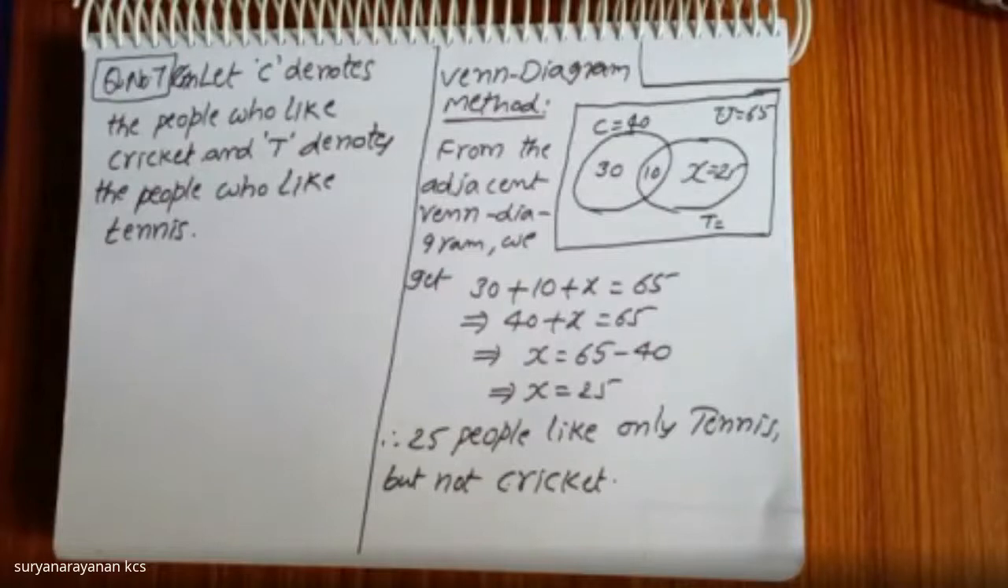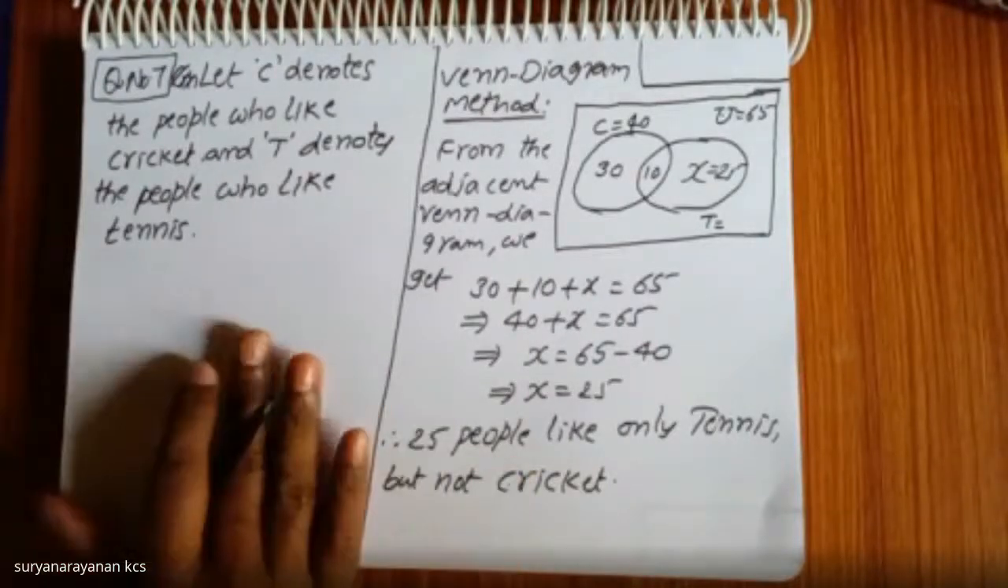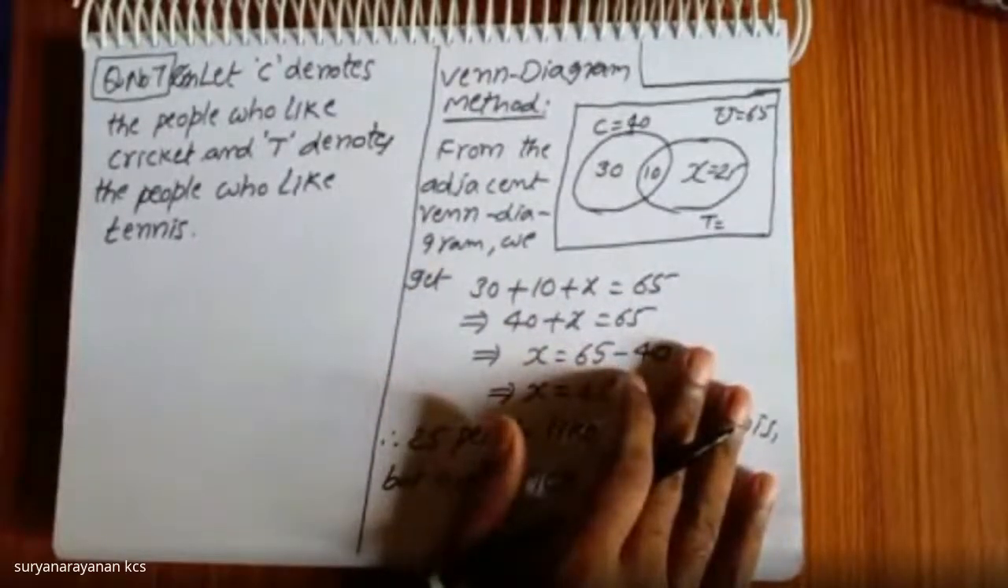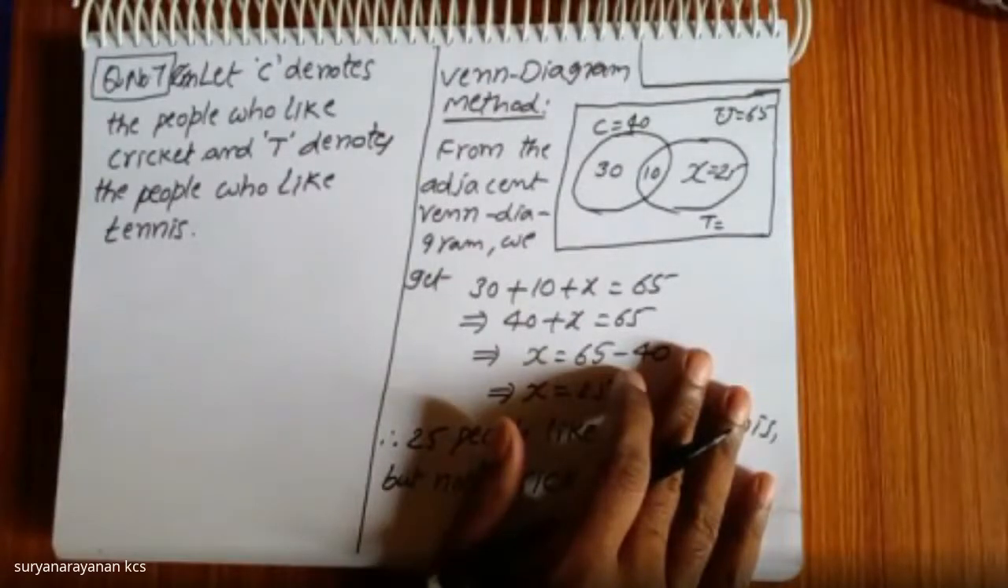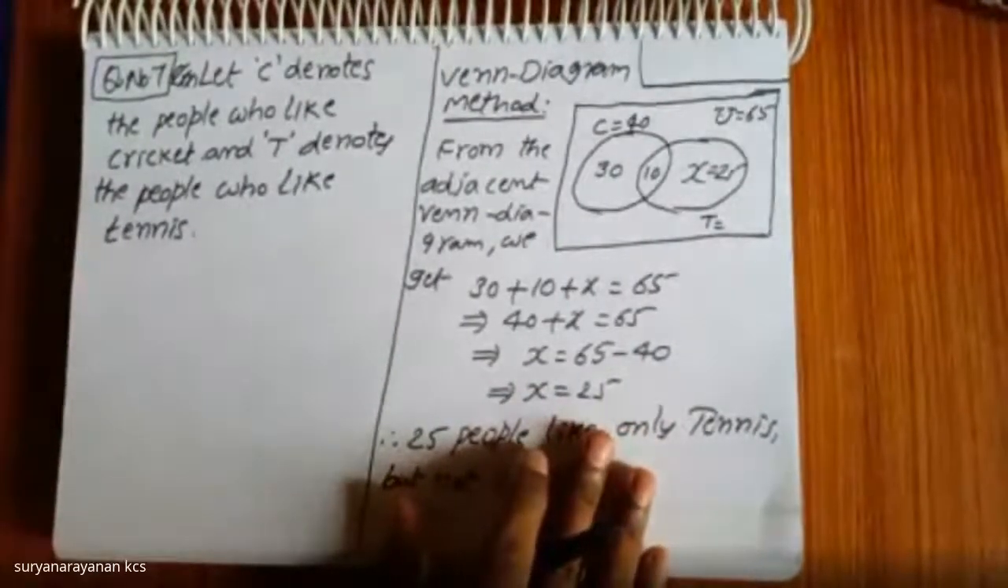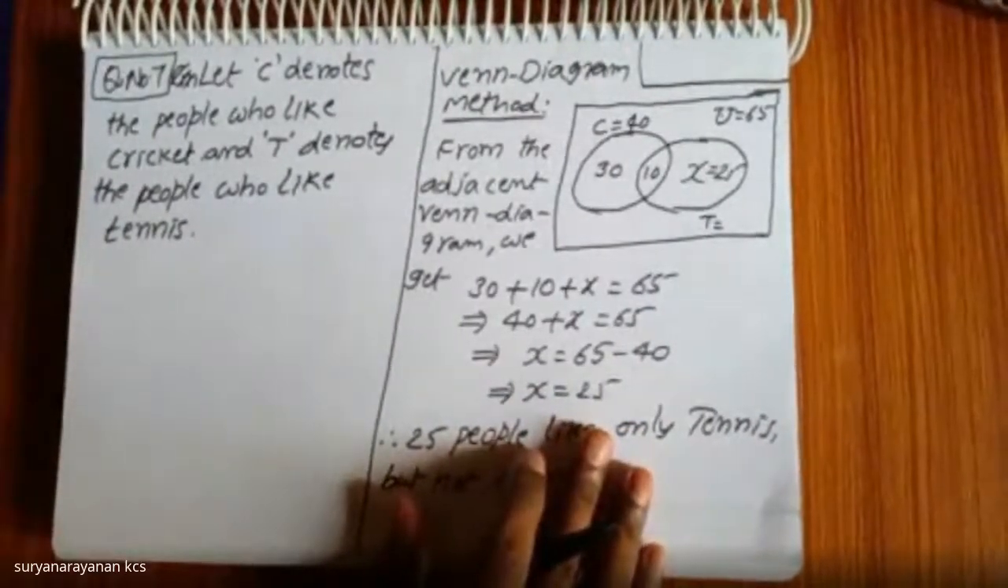Okay, my children. So for this question, this method is the easiest method. Otherwise, you have to use some set theory here.